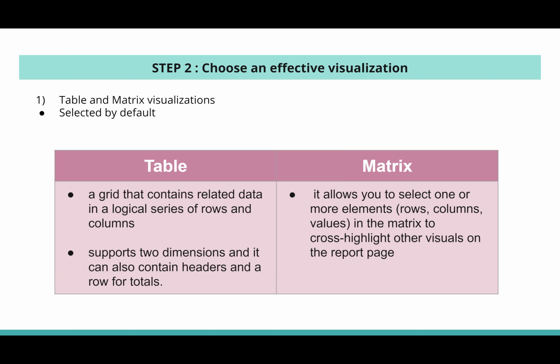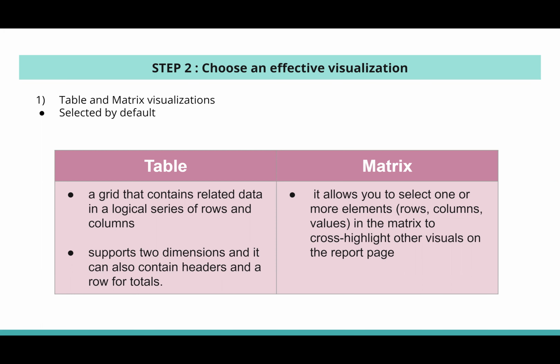So when you get into the data values, you can choose the effective visualization. There is a lot of visualization, so I'll go through them one by one. This is the default one: table and matrix. The difference is that a table is a grid that contains related data in a logical series of rows and columns, and it only supports two dimensions. But with a matrix, you can select one or more elements. We can see the difference after this. There are rows, columns, and values in the matrix to cross-highlight other visuals on the report page.